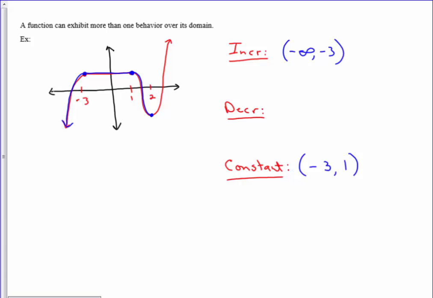The decreasing behavior for this one would start at 1 and go to 2. We use parentheses around the 1 and the 2. And then from this bottom point on up, that behavior would be increasing. So to add a piece to the increasing part, we would use a union sign, and then it increases from 2, and because it goes forever to the right, we would say to infinity, and use parentheses around those two endpoints.